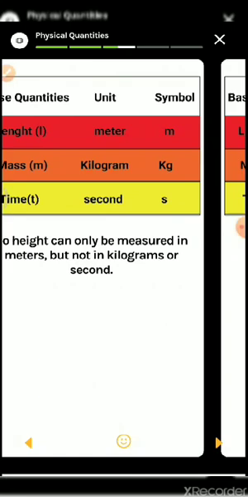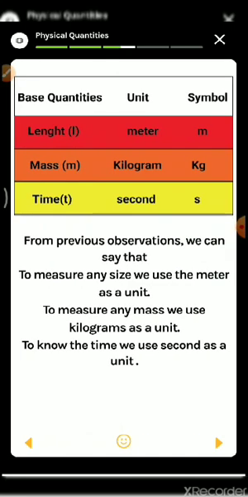Base quantities: length, mass, time. From the previous observation we can say that to measure any size we use the meter as a unit. To measure any mass we use kilograms as a unit. To know the time we use second as a unit.